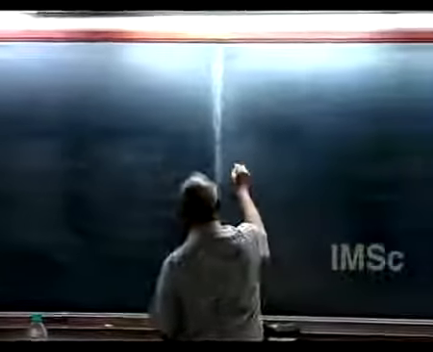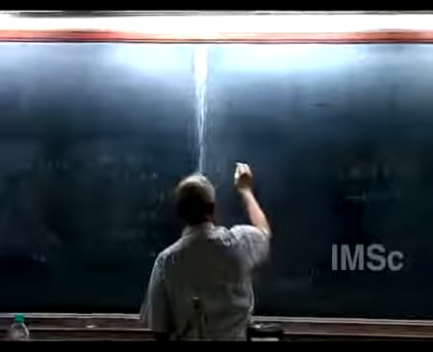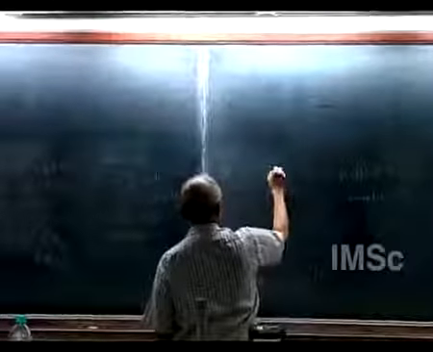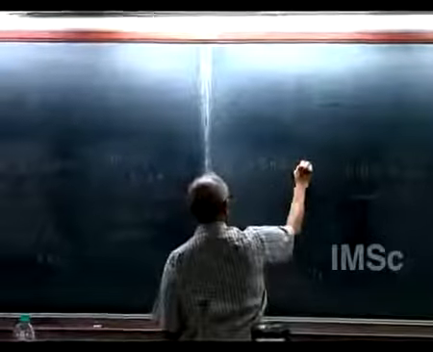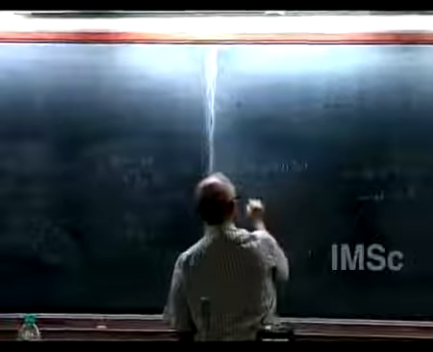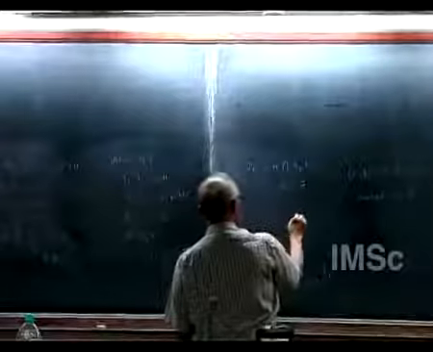Now B. I want to prove that they are either totally disjoint or identical. So if g1H intersection g2H is not null, there is some common element. There exist h1 and h2 such that g1h1 is equal to g2h2.